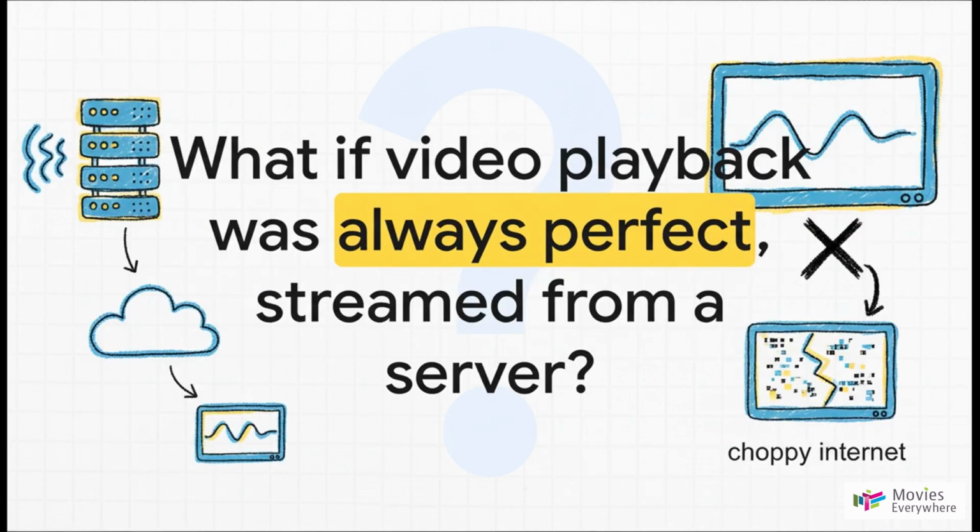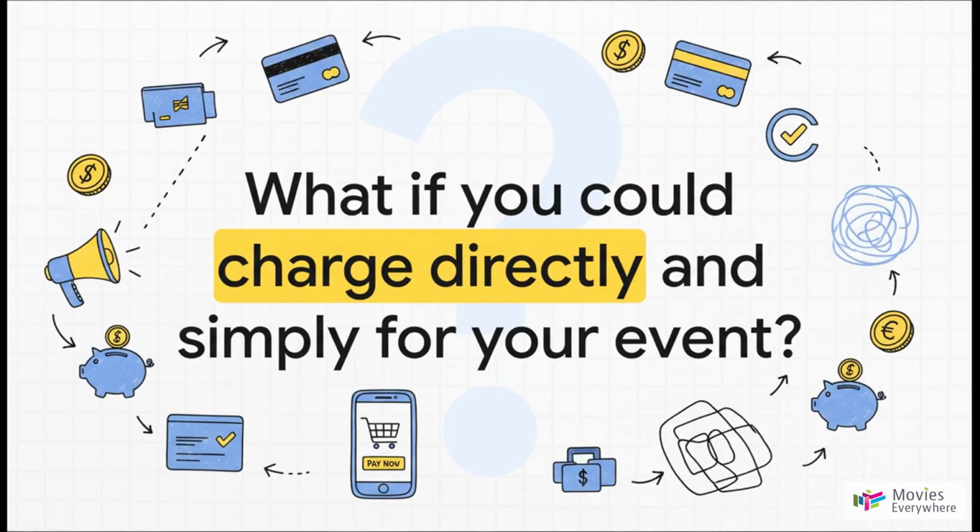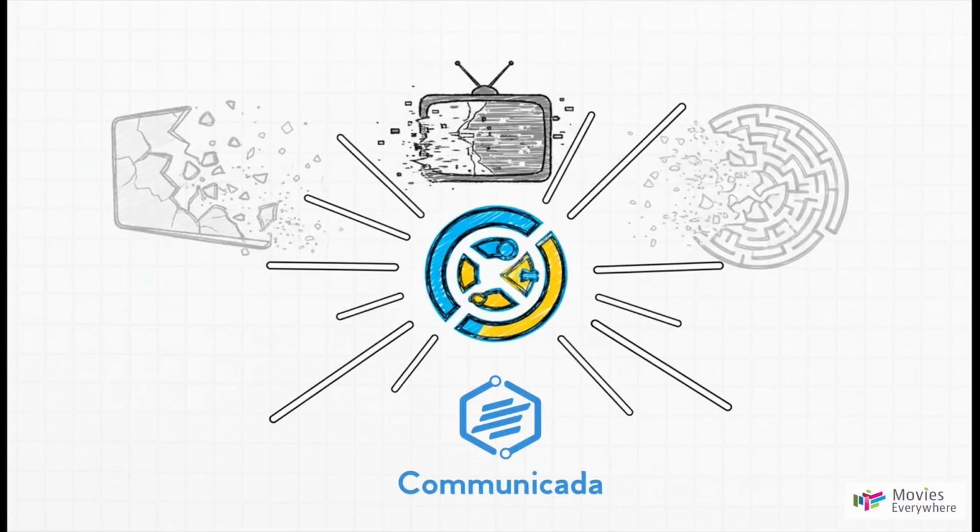Problem number two is that quality issue. Imagine this. What if you could play a pre-recorded video and know for sure that your entire audience is seeing it in perfect high definition because it's being streamed directly from a server, not from your potentially spotty home internet connection? And finally, monetization. What if you could just charge for your event, simply and directly? No navigating complex enterprise plans, no relying on another platform's ad revenue, just a straightforward way to get paid for your work. Well, it turns out one platform was actually designed from the ground up to address all three of these problems head-on. That platform is Communicada.